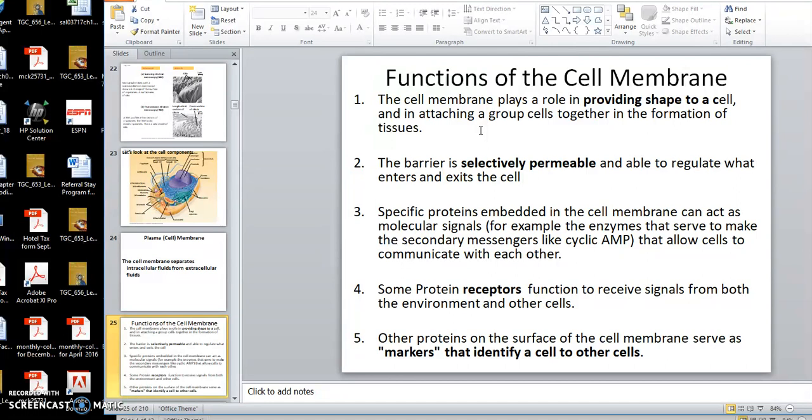It provides shape to the cell. It has selective permeability. Permeable means to pass through. So it will let some things in and out, and some things it won't. And some things it lets in faster than others. It can also have receptors on the surface. It can also act as surface markers. Surface markers would be like flags to identify your cell from someone else's cell. It can also, some of the entities in the cell membrane can act in an enzyme function.